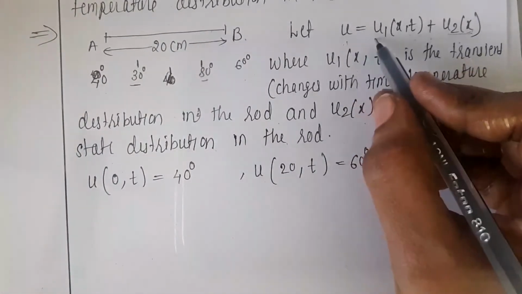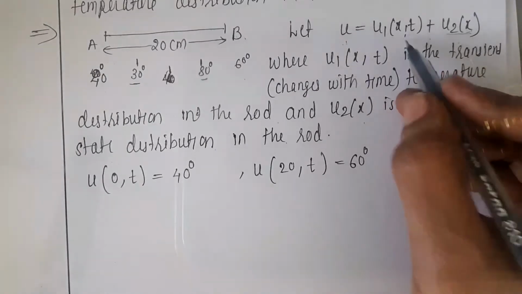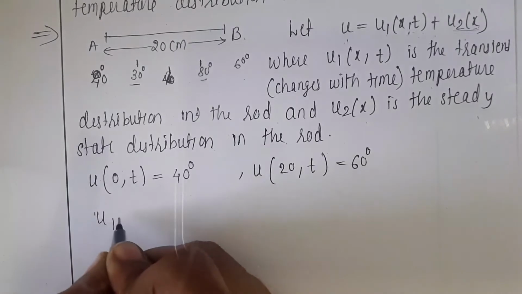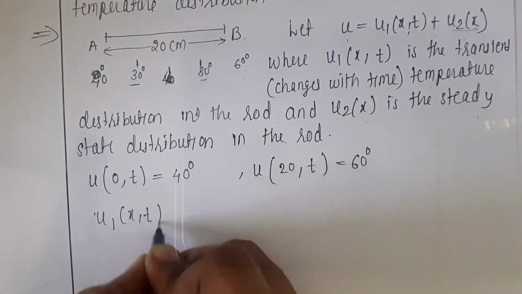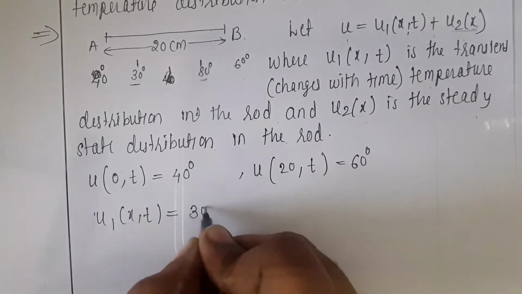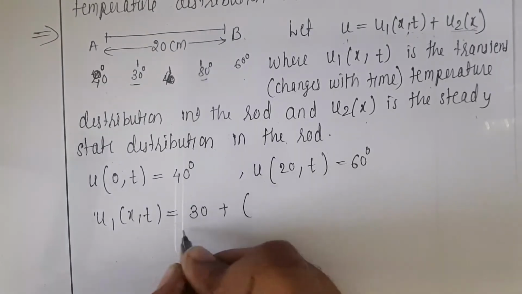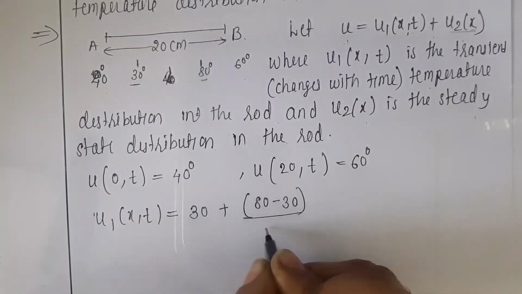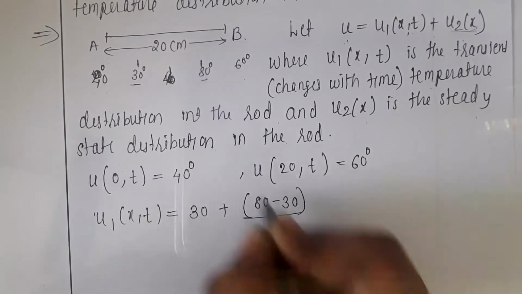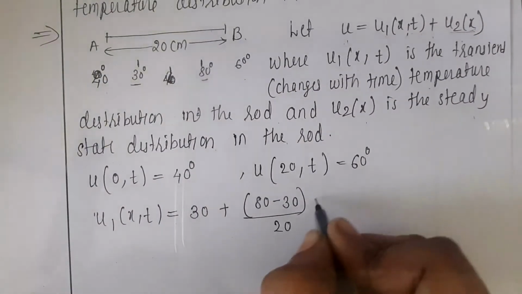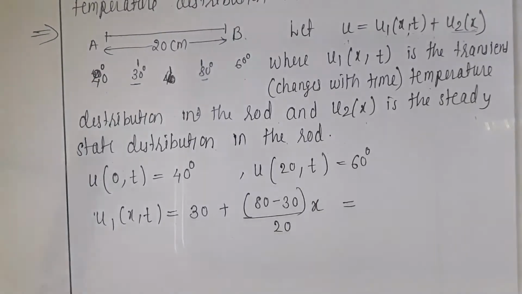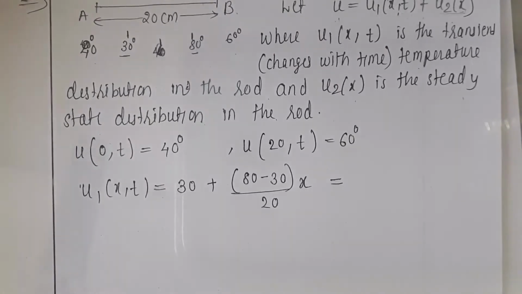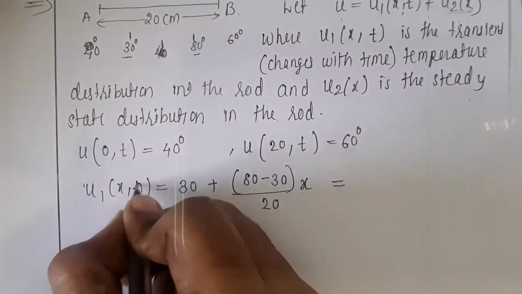Now we want to find out what is the initial condition for u1 as well as u2. So first u1 of x, t. The u1 condition is given as: initially it is 30 degree plus 80 minus 30 degree divided by total distance 20 multiplied by x. This is the first condition for u1 which is called the initial condition. Initial condition means at t is equal to 0.